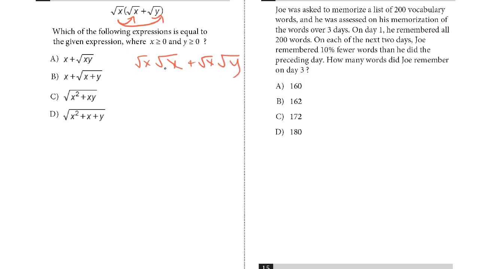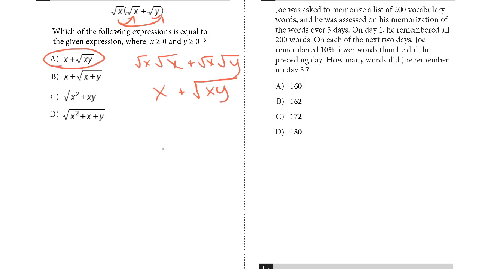Well, square root of x times square root of x, the squaring of it undoes the square. We just end up with x. We add square root of x times square root of y. Our exponent laws allow us to combine the values in the radicals whenever they're multiplied or divided. So that becomes square root under one radical, x times y. The correct answer for 13 is A, x plus square root of xy.